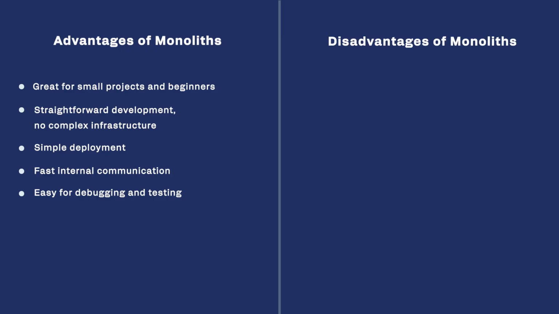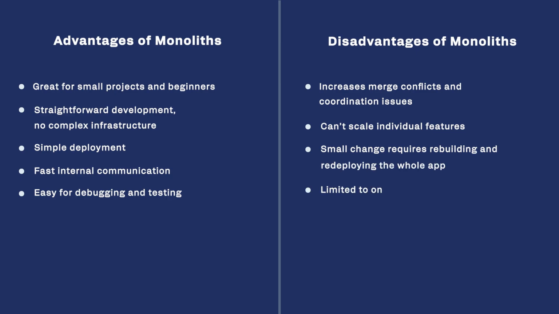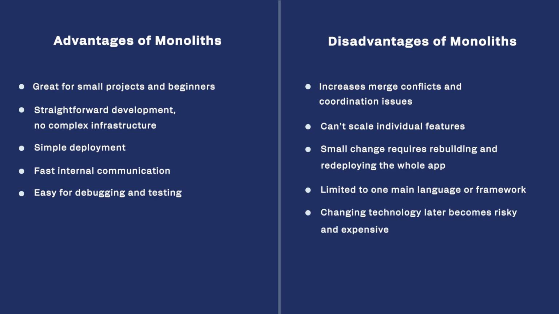But problems start to appear as the application grows. More developers working on one code base increases merge conflicts and coordination issues. You can't scale individual features, you have to scale the entire application. Even a small change requires rebuilding and redeploying the whole app. You're usually limited to one main language or framework. Changing technology later becomes risky and expensive because it affects the entire system.